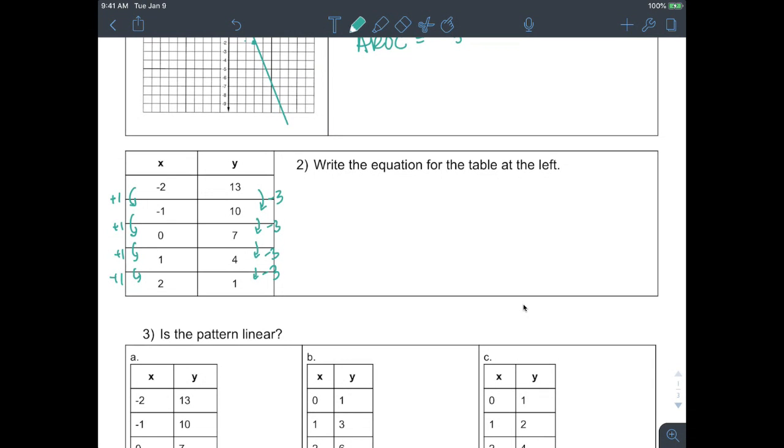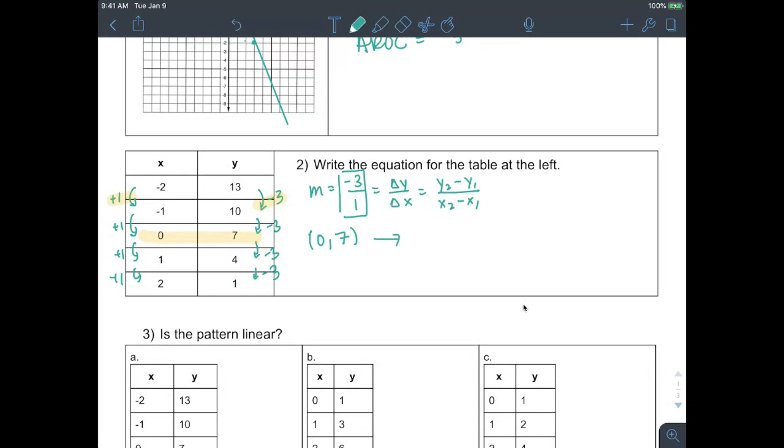So my slope is the change in y over the change in x. So the slope is equal to negative 3 over 1, which is the change in y over the change in x, or y2 minus y1 over x2 minus x1. So the slope is negative 3. My y-intercept is when x is equal to 0, the y is equal to 7. So my y-intercept is 0 comma 7.